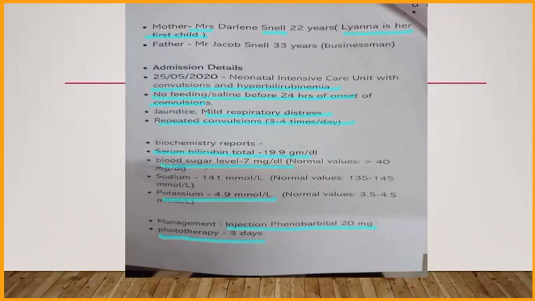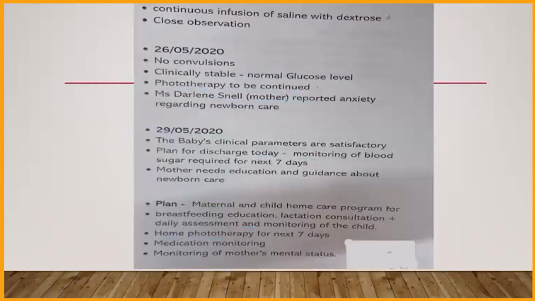Okay, shall we go to the next page? Yes, ma'am. Now, what is important here? Continuous infusion of saline with dextrose. Observation also. Both are important. Close observation. You don't have to read it, we have read it twice earlier. So first and second one, yeah, that is enough. Both are important, isn't it? Yes. Close observation is important.